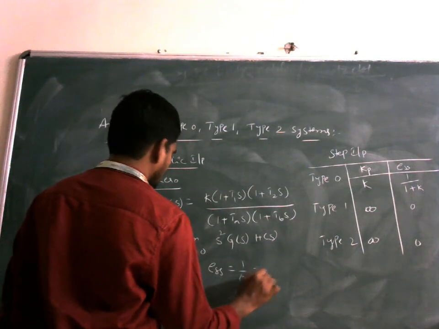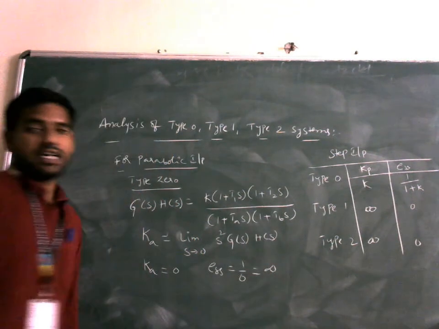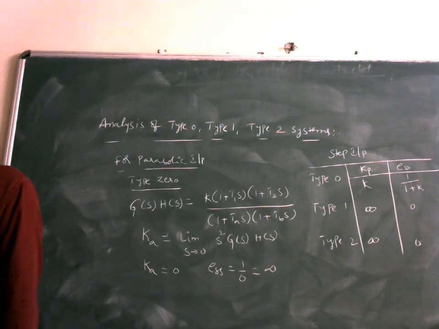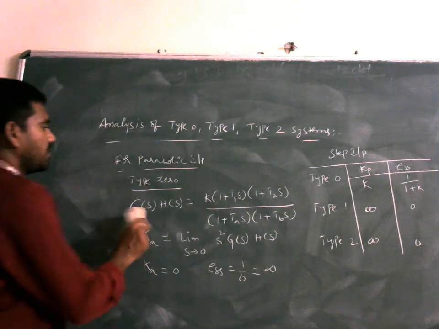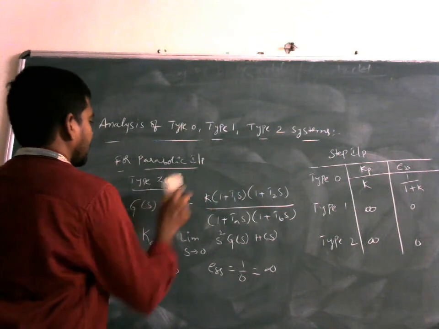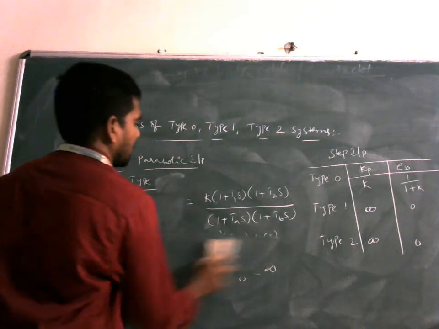That means it will become an infinity. It will become an infinity for type 0 system. And next, for type 1 system, again here we can write. I am not going to write, I am explaining.